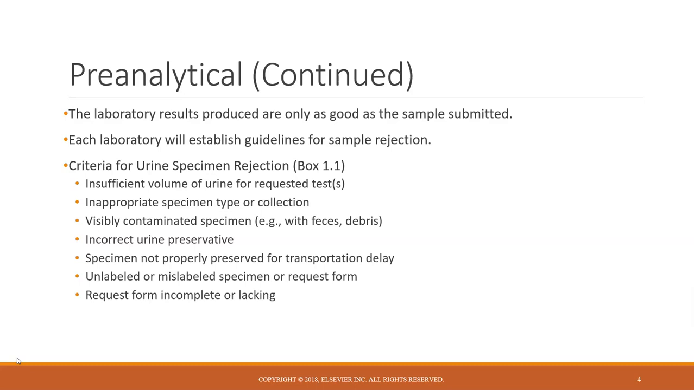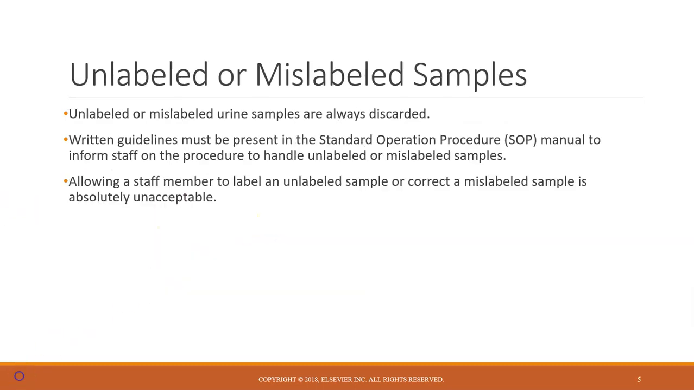And 24-hour urines are not fun to collect for the patient. If the sample is unlabeled or mislabeled, it must be rejected. If a request form is incomplete or lacking information, this is an easy fix. For example, if it's a written request and you don't have the patient's date of birth or the physician's name is not on there. So usually requisition request forms are easily resolvable.